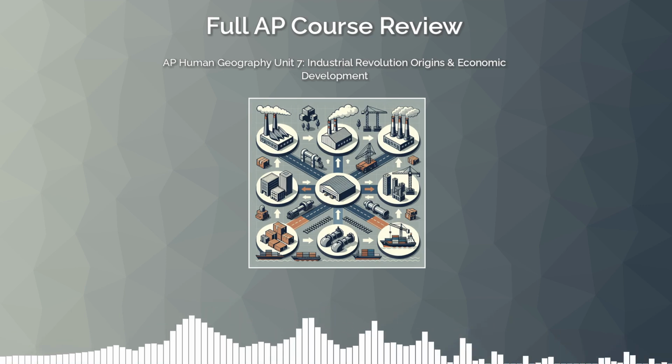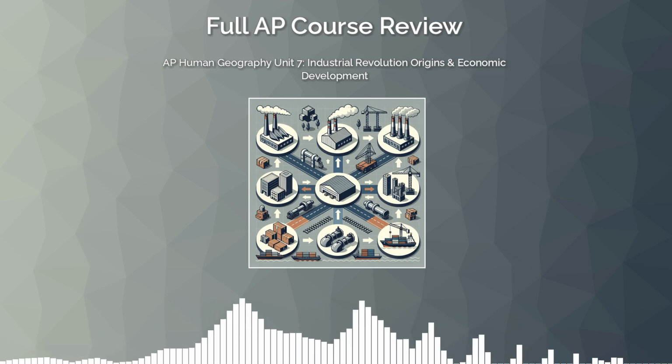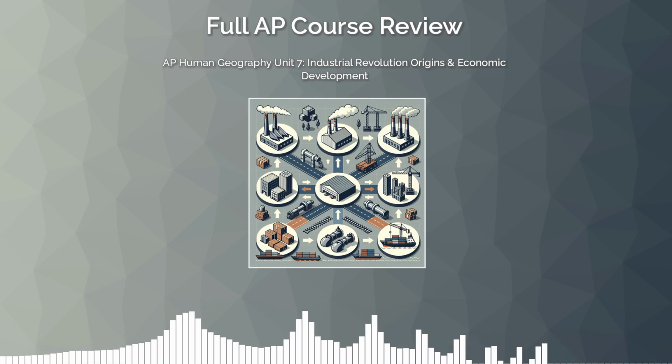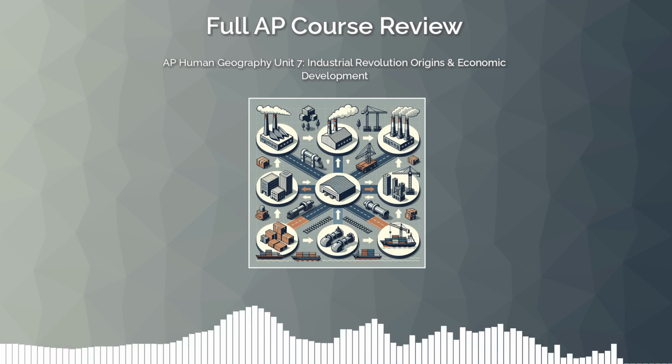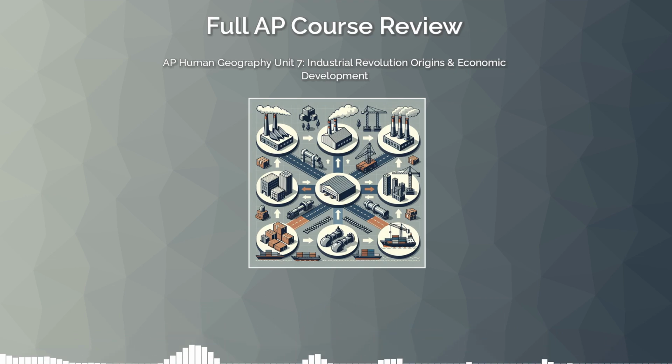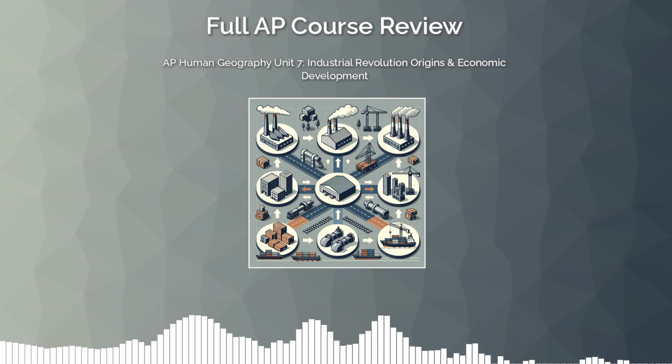A Japanese automaker building a plant in Alabama isn't just chasing cheap wages, they're leaping over American tariffs on imported vehicles by producing domestically. That's a regulatory arbitrage play, and it shows up on FRQs when the exam asks you to explain why a firm chose a particular location.